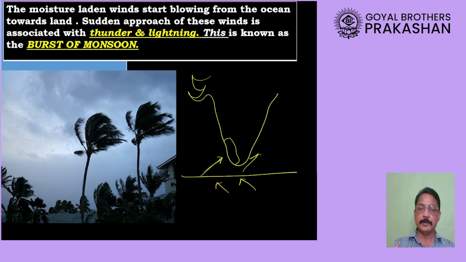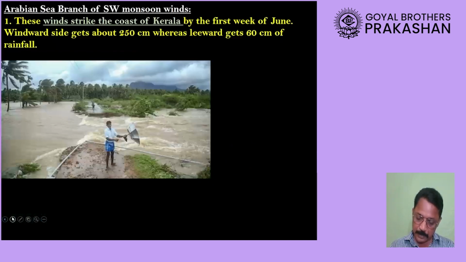This sudden arrival of these winds is termed the burst of monsoon, which is associated with heavy rain, thunder and storm. So if the question is asked which state experiences the burst of monsoon first in India, your answer is Kerala. Now let us look at these two branches separately.